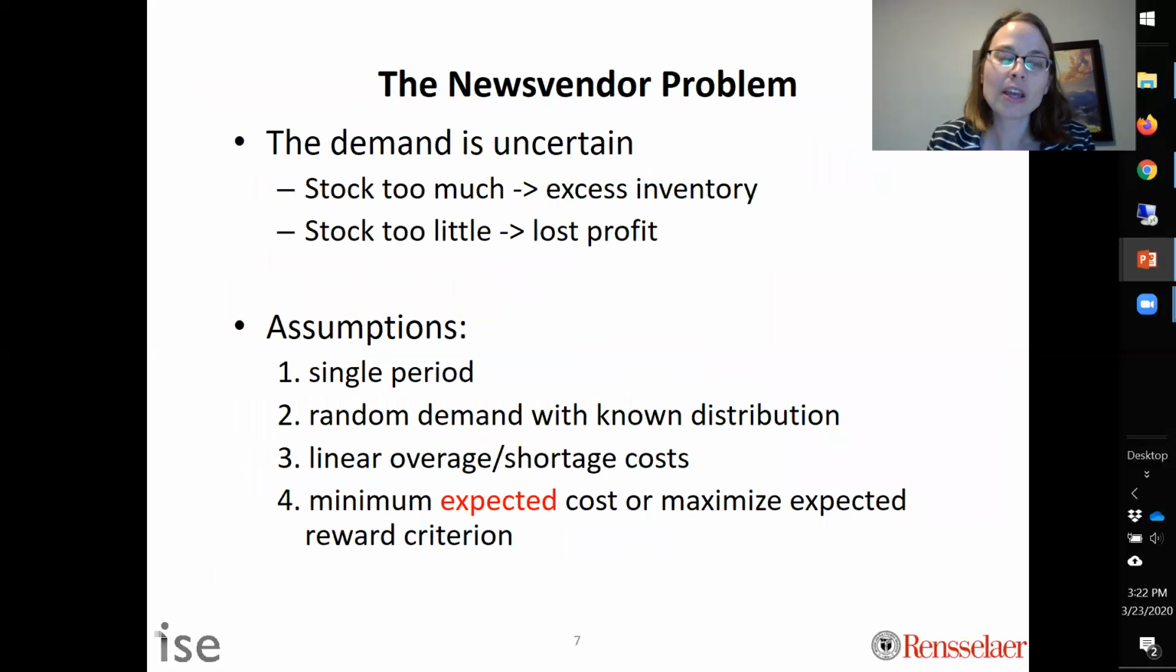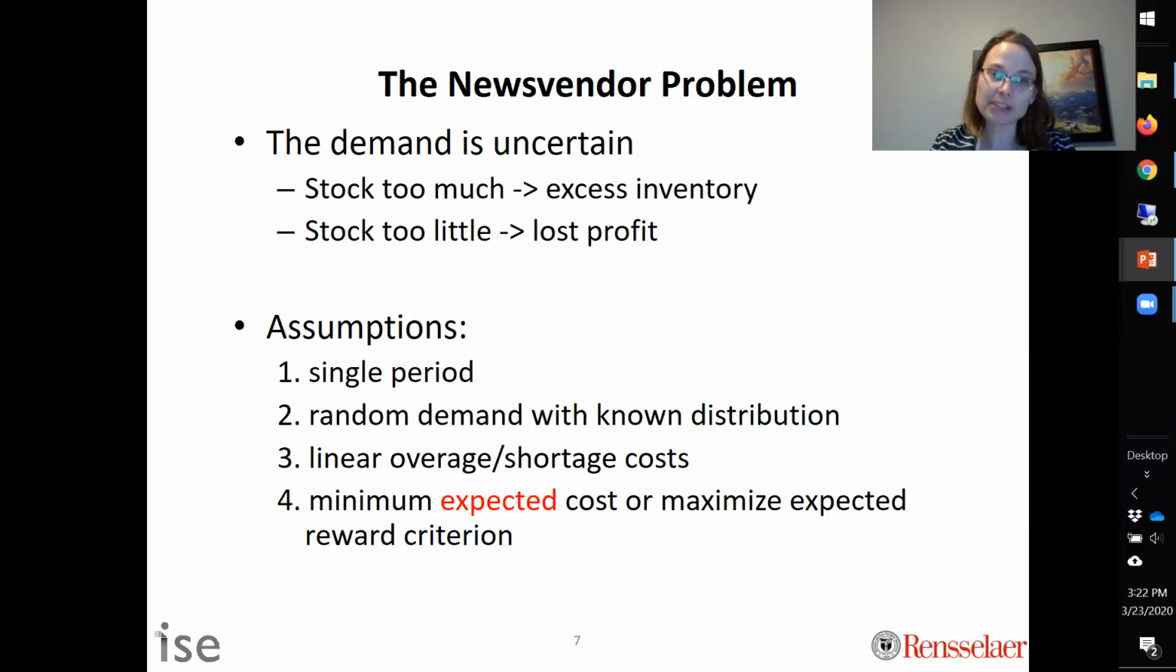And so if you want to look at the Newsvendor problem a little more formally, we have demand that's uncertain. So we have this problem, and the Newsvendor problem is only applicable if we have this trade-off between stocking too much, then we have excess inventory. Stocking too little, we lose profit or lose that sale. So we have this overage and underage cost that is going back and forth.